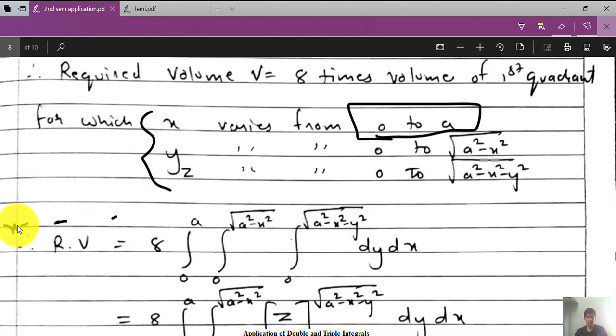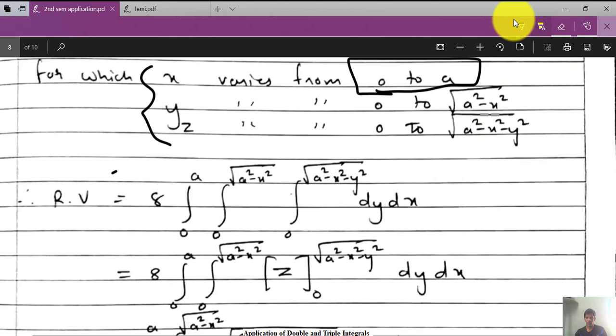Since I am taking only the first quadrant, which is positive, x varies from 0 to a, y varies from 0 to square root of a square minus x square. So this is x square plus y square equal to a square, not a unit circle but a circle at a distance a, right? And z varies from 0 to square root of a square minus x square minus y square.